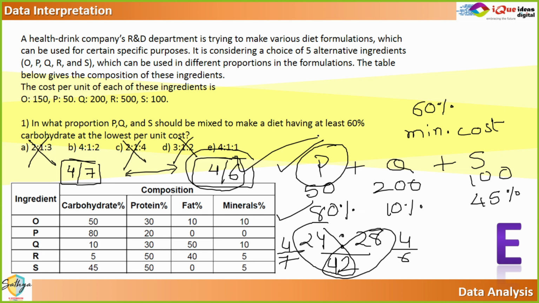Now did everybody get it? Yes? Yes. Good. Chalo. Same set. Next question.